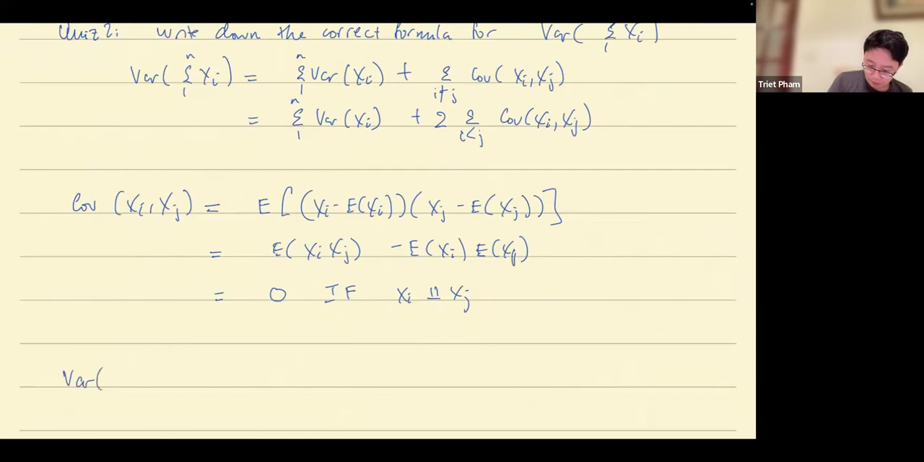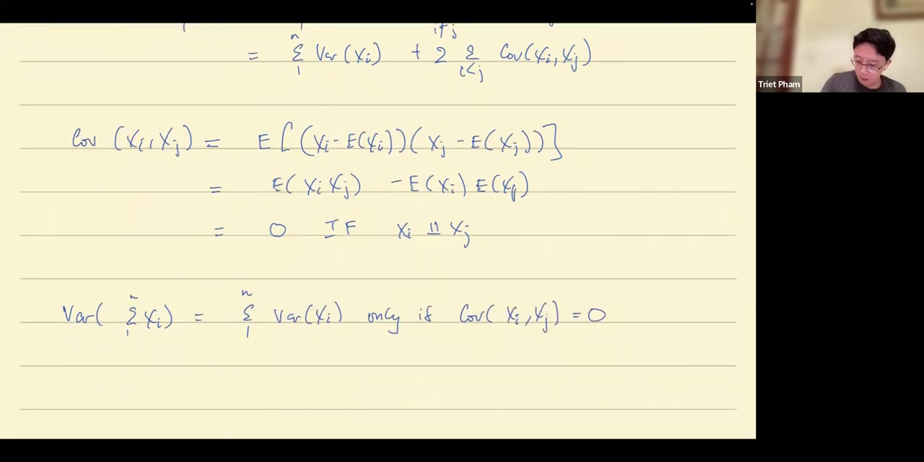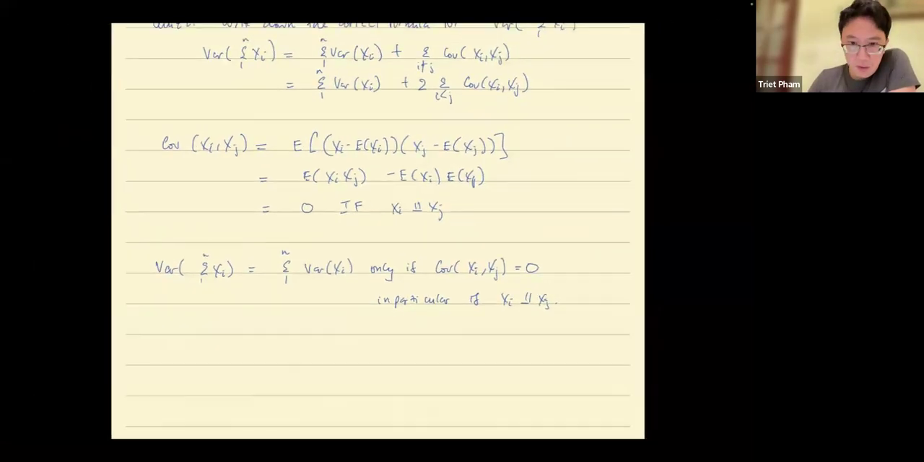And the variance of the sum will be the sum of the variances only if the covariance of xi and xj is equal to 0. In particular, if they're independent. All right. Are we okay? Any question with this?